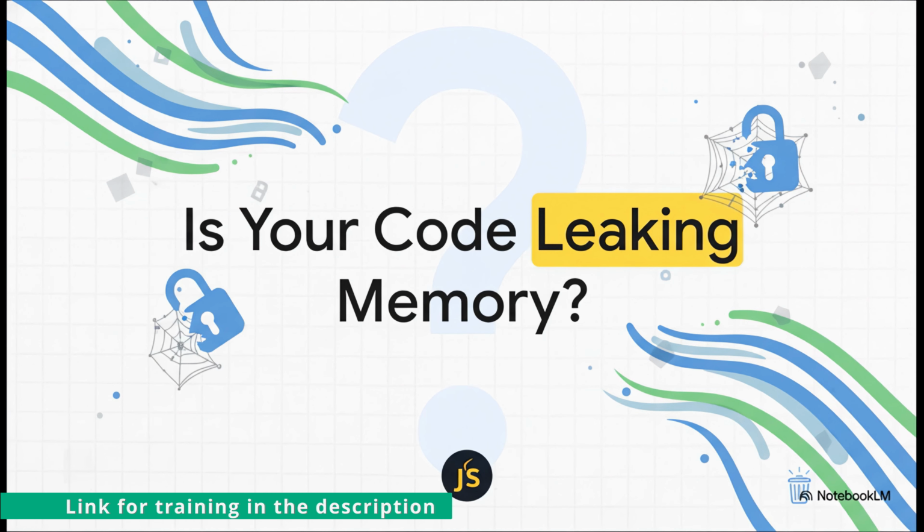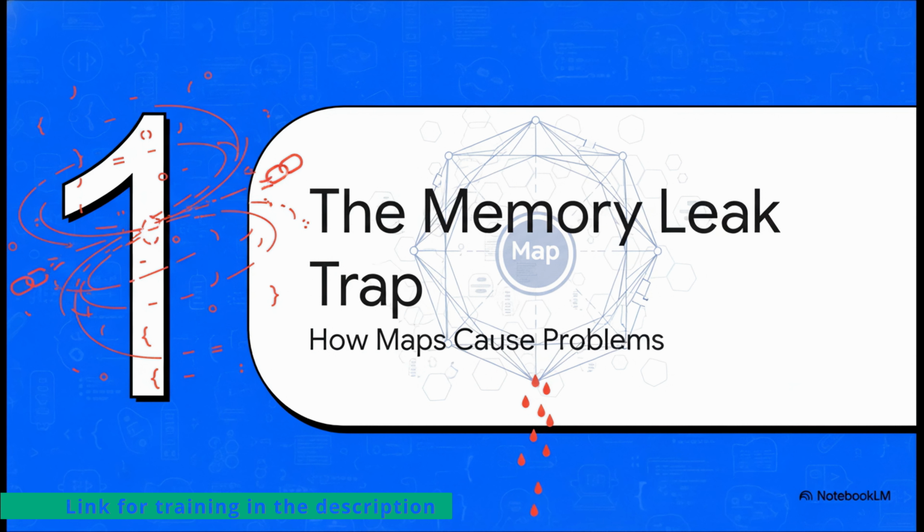So let's just jump right in with a question that might hit a little close to home. Is your code leaking memory? And the surprising answer is yeah, probably. And it often happens in places you wouldn't expect, with everyday data structures just holding on to things for way too long. All right, first up, let's talk about what I call the memory leak trap. We're going to see exactly how a standard, totally normal map can accidentally cause some pretty big headaches.